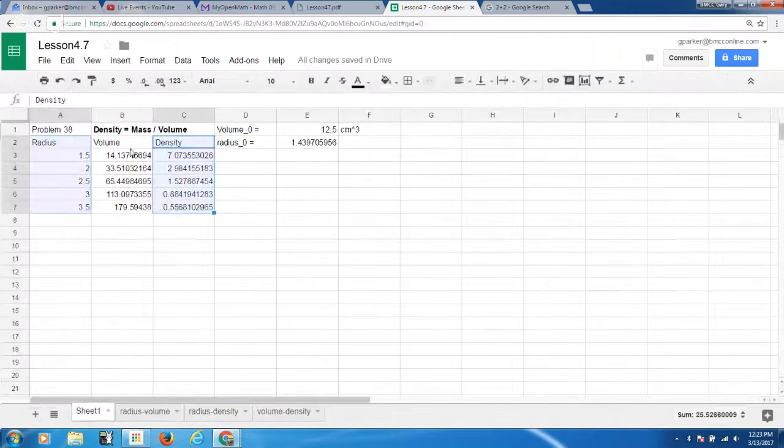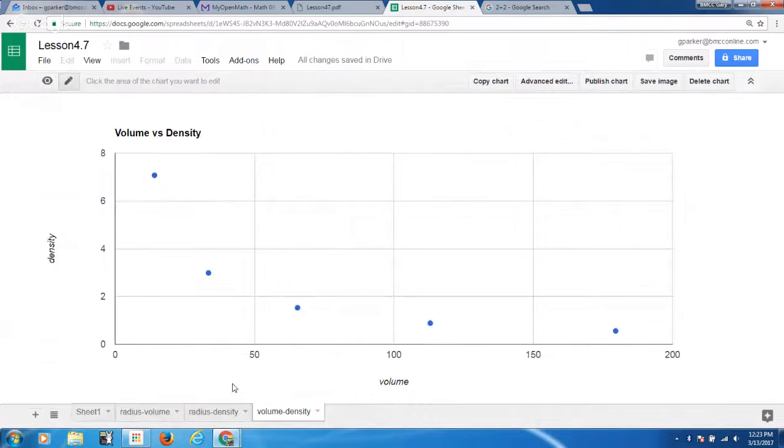And then the last graph I made was volume versus density. And that's right here. And so as the volume increases, we can see the density dropping. And notice it does not do so in a straight line. It's not exponential either. It's a different kind of function, a cube root function.